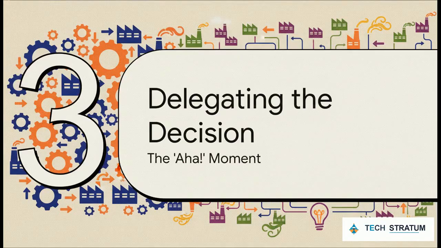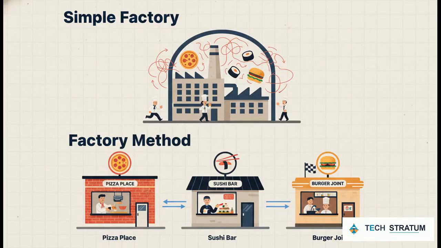And this, right here, brings us to the really elegant solution. This is the core idea of the factory method pattern. Instead of centralizing the decision, we're going to delegate it. And this is the real aha moment. Let's use an analogy to make this super clear. Think about a food delivery app, right? A simple factory is like having one single, massive, chaotic central kitchen trying to cook everything. Pizza, sushi, tacos, you name it. It's a mess. The factory method, on the other hand, is like letting each restaurant have its own specialized kitchen. The main app doesn't need to know how to make sushi. It just tells the sushi bar, hey, I need an order.